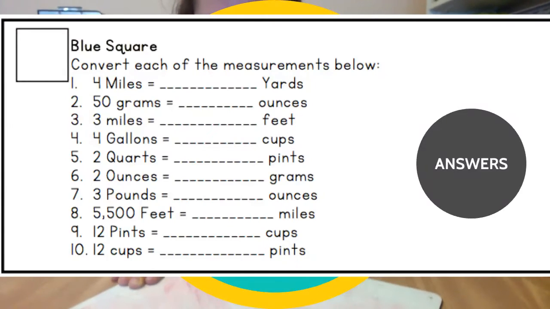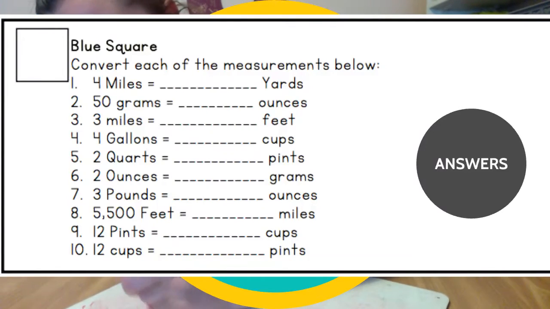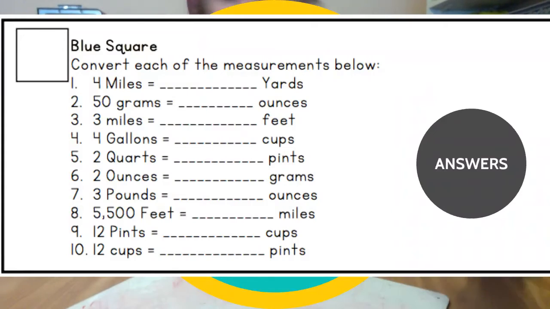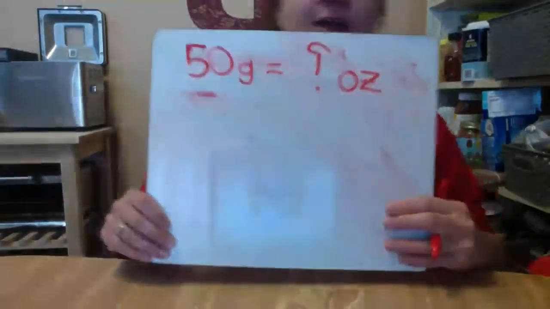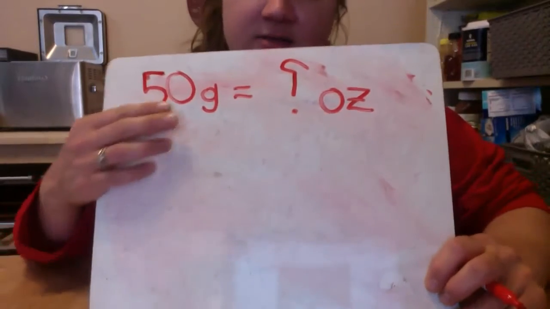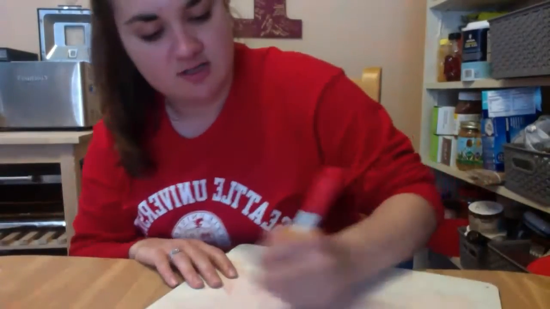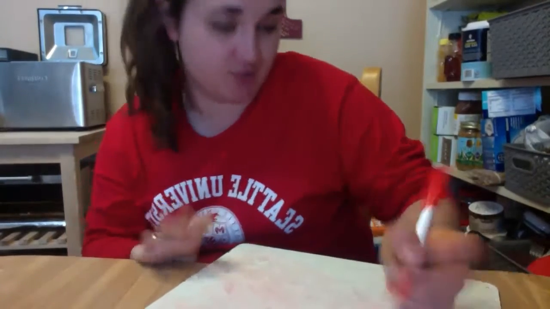Number 2 says 50 grams is equal to how many ounces? So I'm going to write this out. 50 grams is equal to question mark ounces. The Z and the Y are the ones that kill me still. Okay, so let's remember our conversion song. 28 grams in an ounce, 16 ounces in a pound, 34 ounces in 1 liter. Customary could be easier. So I'm going to do it the proportion way.